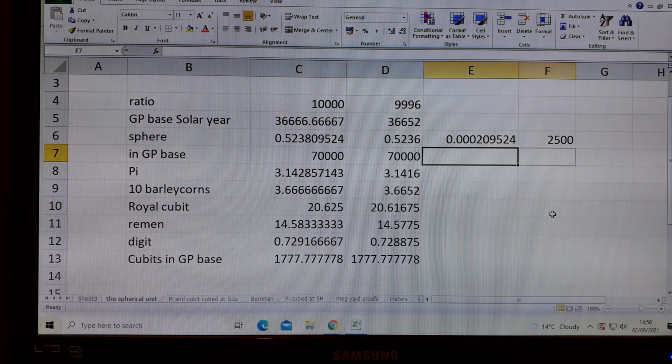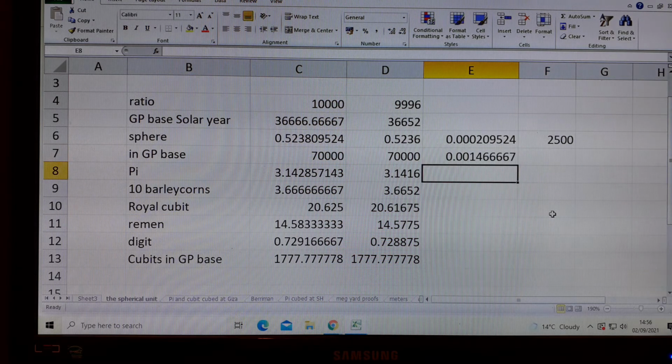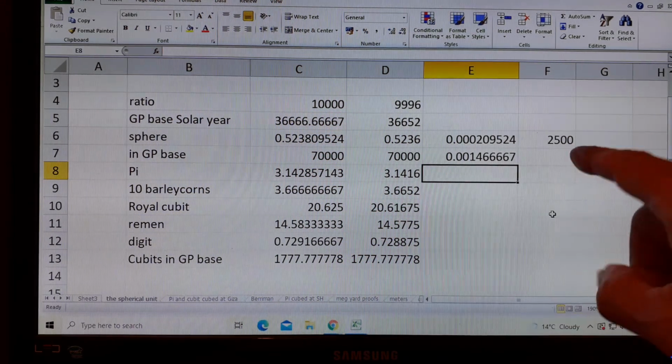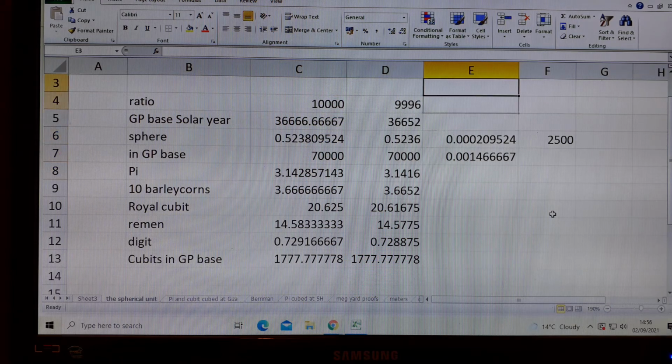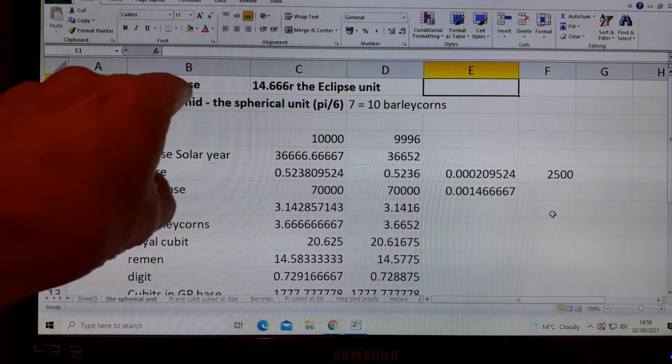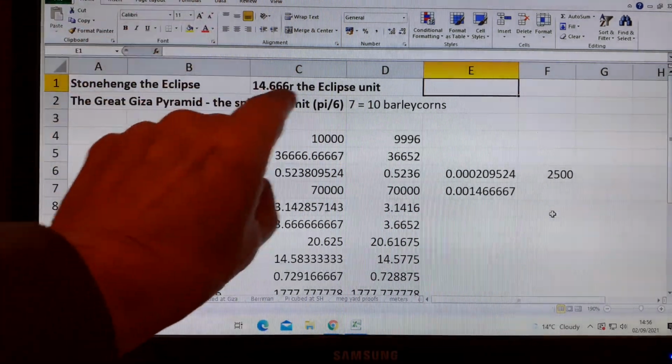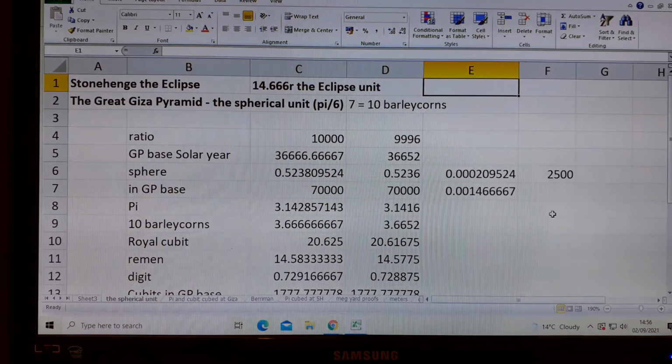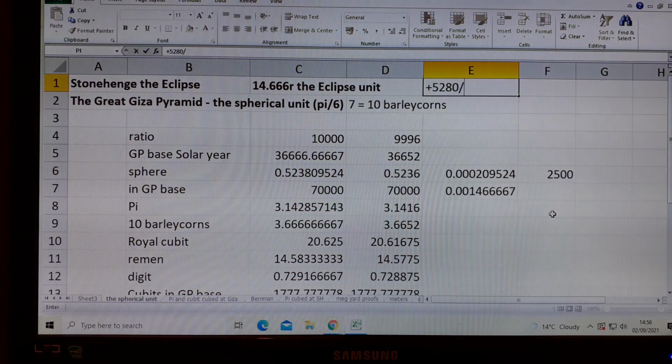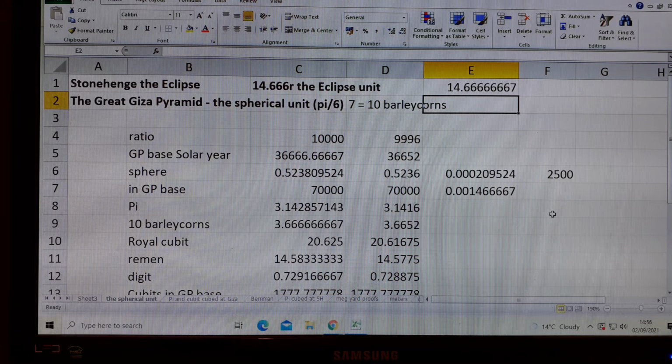If we multiply it by 7, we get the eclipse unit. That is the eclipse unit. And I'll just show you. Stonehenge, the eclipse. I found that unit at Stonehenge, and it is 5280, the mile, divided by 360. Very Babylonian unit, and I've spoken about it in the presentations leading up to this one.